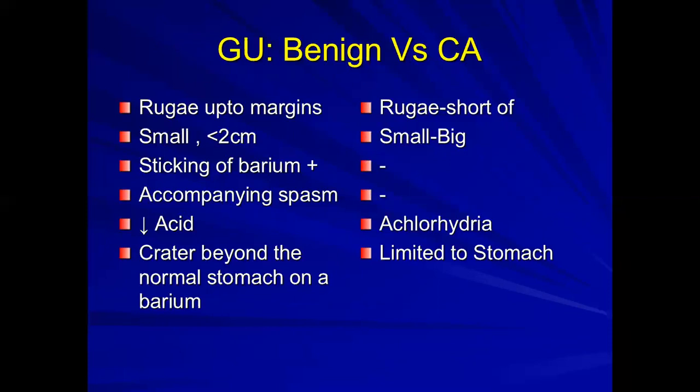In malignant ulcers, the rugae are short, and sometimes they are small, sometimes big. Usually they are associated with conditions like achlorhydria, in the absence of acid, and the lesion is limited to the stomach.